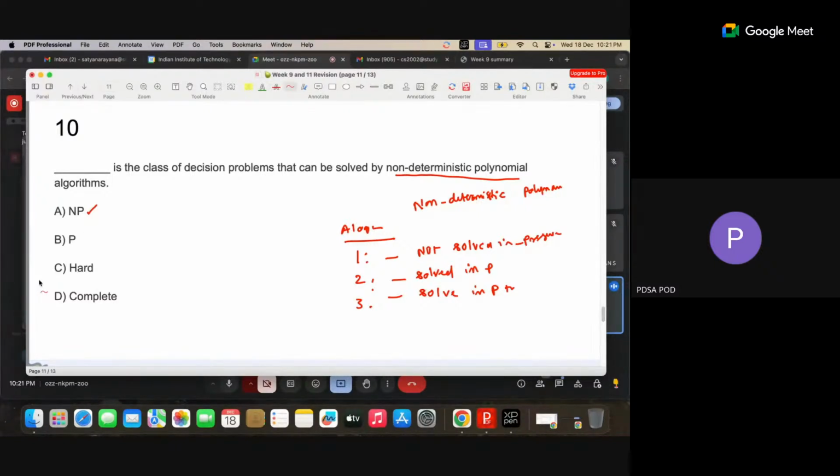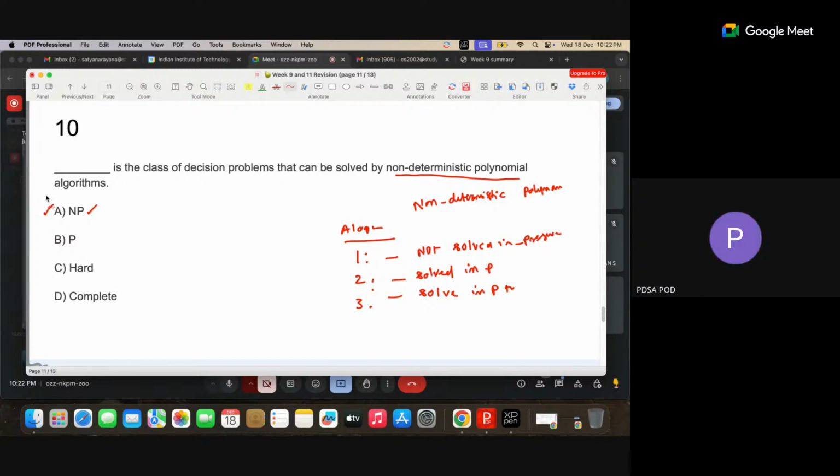Polynomial problems are direct standard algorithms. Non-polynomial problems are hard problems, but for some of them, some part of the problem is solved. Such problems are called NP problems. So hope you understand. This is a direct question, which is NP. Clear? Can you please repeat? I don't understand the NP part.